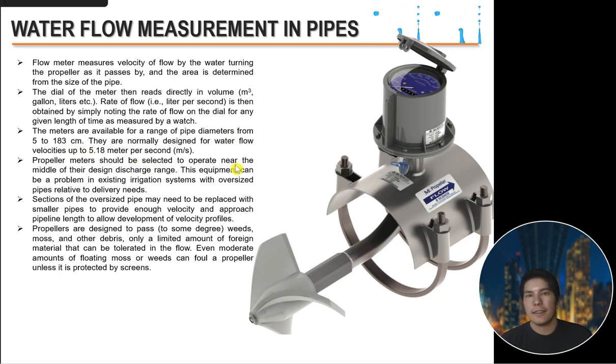Propeller meters should be selected to operate near the middle of their design discharge range, and this can be a problem in an existing irrigation system with oversized pipe relative to the delivery needs. A section of the oversized pipe may need to be replaced with smaller pipes to provide enough velocity and approach pipeline length to allow development of velocity profiles. Propellers are designed to pass weeds, moss, and other debris to some degree, but only a limited amount of foreign material can be tolerated in the flow. Even moderate amounts of floating moss and weeds can foul a propeller unless it is protected by a screen.